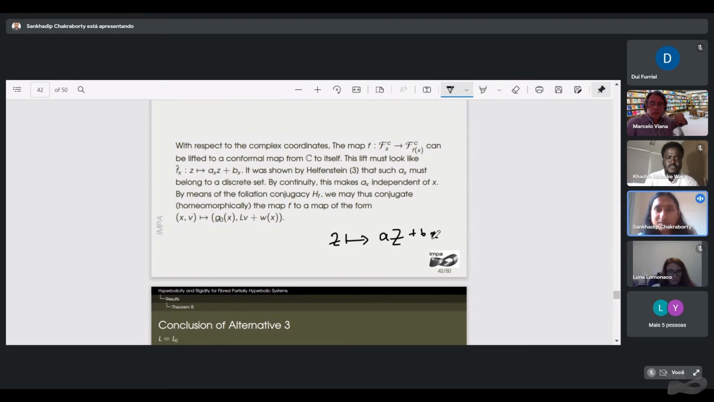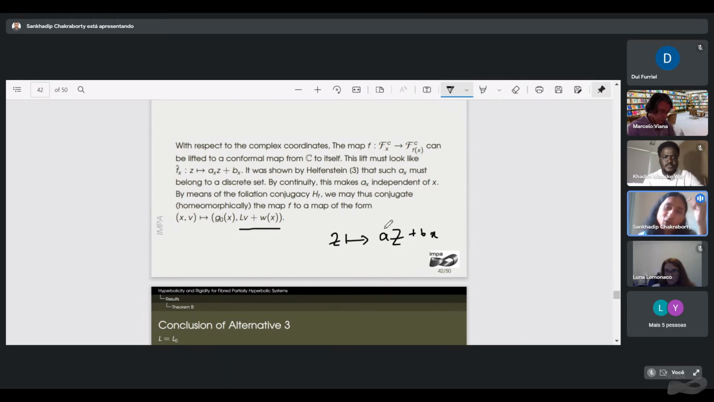AZ plus BX. I'm not going to show the conjugacy explicitly, but if we go back to the original coordinates, this shows that it is conjugating the F to a map of the form LV plus WX.